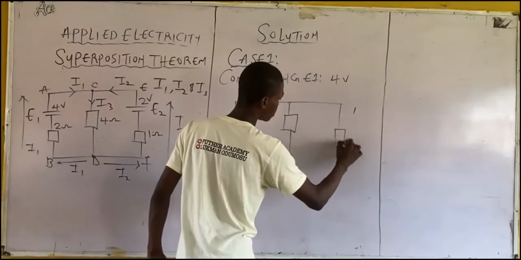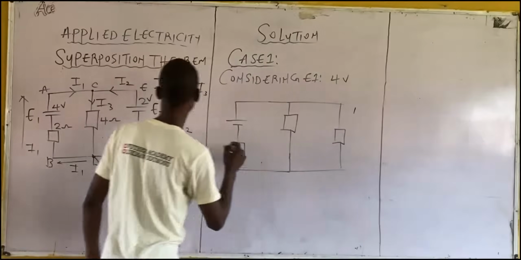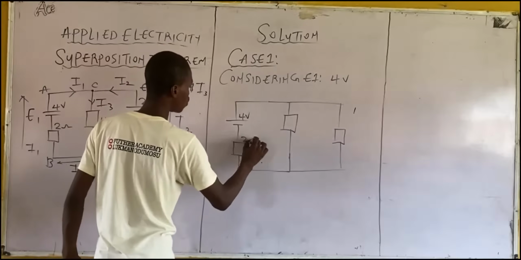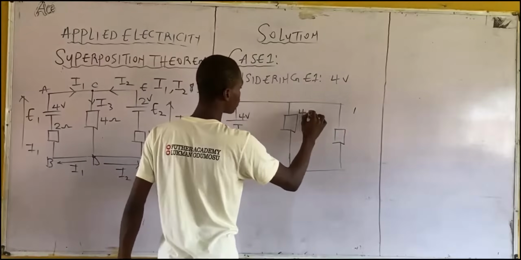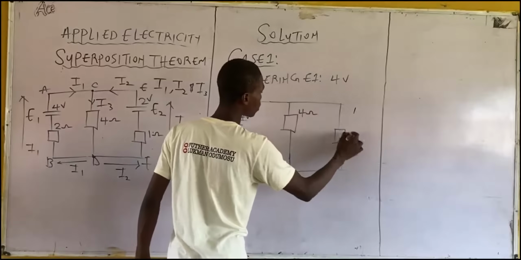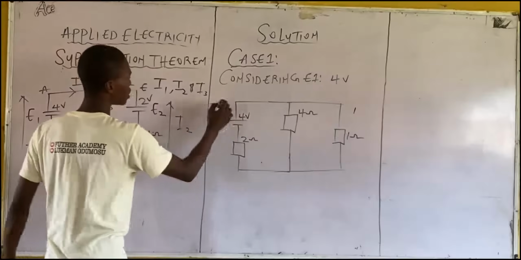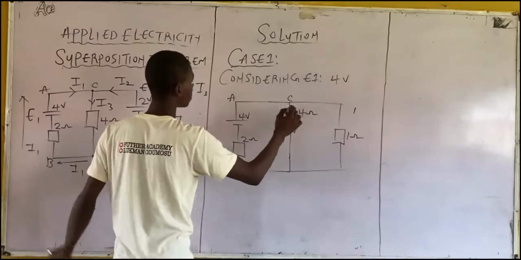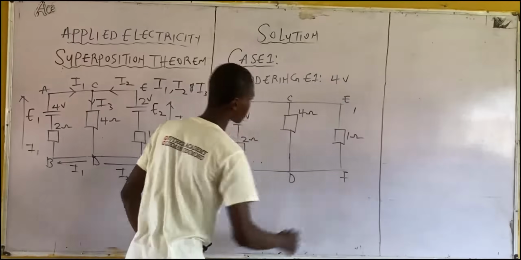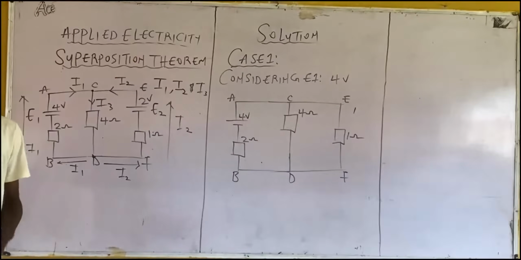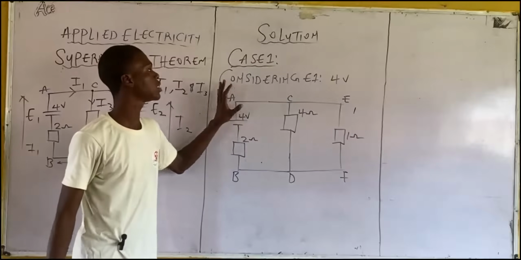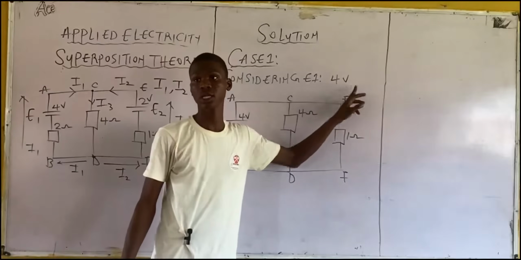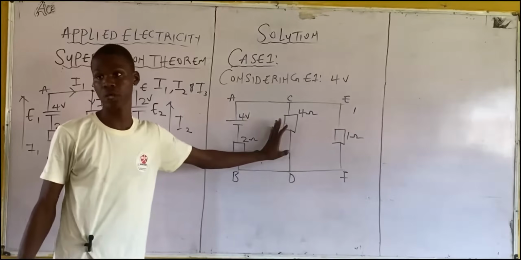So from here I have this. What do we have here? 4 volts. What do we have here? 2 ohms. What about here? 4 ohms. And the last one, 1 ohm. Then this remains A, C, E, F. Now, can you see what we just did? What was the first step? We are considering the first source EMF, which is what? 4 volts. Now, we draw the circuit diagram. This is what we have, right?